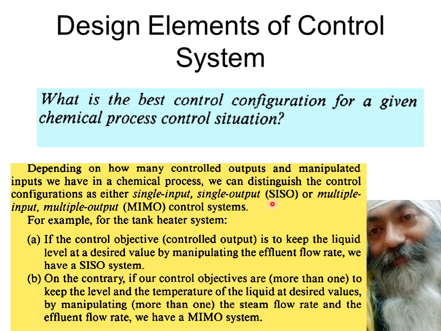And in case there is an interaction, for example, if the inflow is also affecting, other than level, the temperature, and the temperature is controlled by directly injecting some steam or some hot water into it, that is also going to affect the level. In that case, it will become a multiple input multiple output system, because the two inputs and the two outputs are all related to each other.